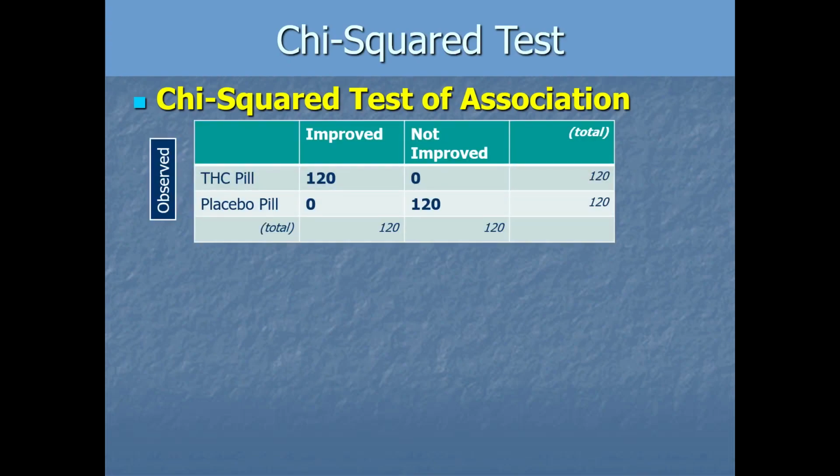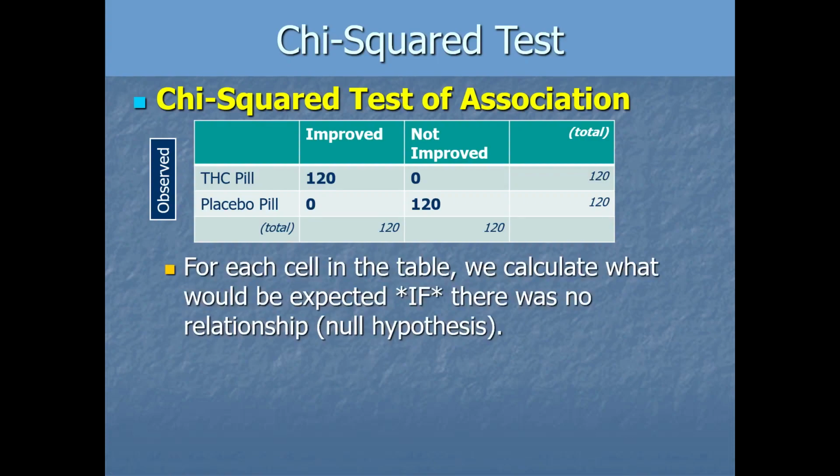Imagine this is the data we observed when we ran our study. In other words, this is our real data, so I've labeled it observed. It's the observed data. To do a chi-squared test, we're going to go to each cell in the table and calculate what would be expected if there was no relationship. So what would be expected if the null hypothesis was actually true?